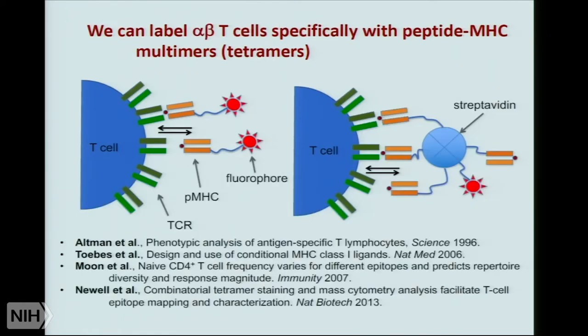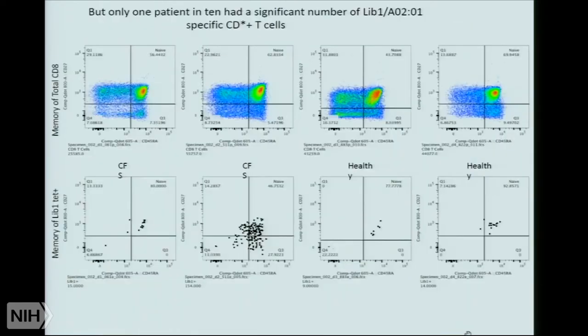And so then we went to this other methodology that we actually developed quite a few years ago called peptide MHC tetramers, which is basically a trick for multimerizing a particular peptide MHC and then staining T cells with it, because the affinity is very low. You can't do this with monomers typically. You need a multimeric form.